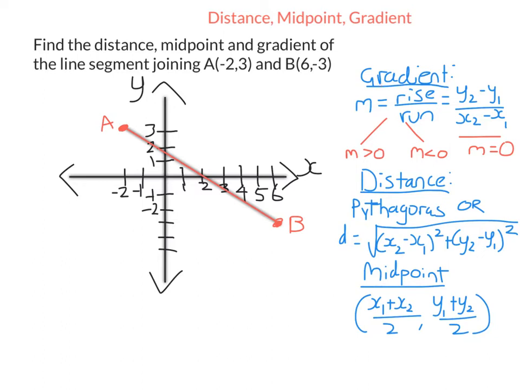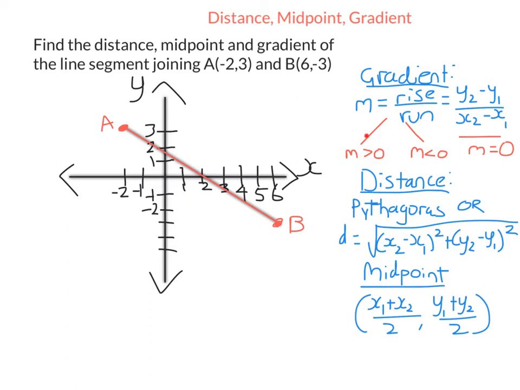So first, the gradient. The gradient is a measure of steepness of the line. The larger the gradient, the steeper or more vertical the line or line segment is. So the gradient, which for some reason we call m, is equal to the rise over the run, or you can use this formula here. x and y are the points, so this would be x1, y1, x2, y2.